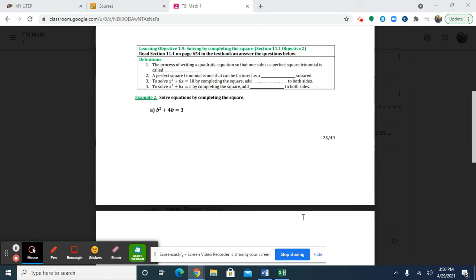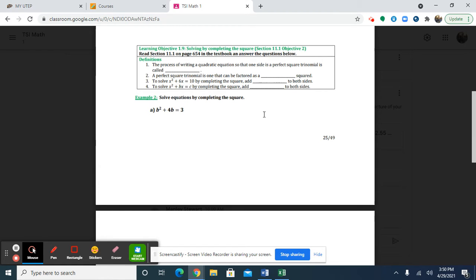So what we're going to go ahead and do with the last three questions is instead of completing the square, what we're going to do is find the discriminant. And we're going to find a discriminant to help us with the next section, which is going to be solving quadratic formulas.